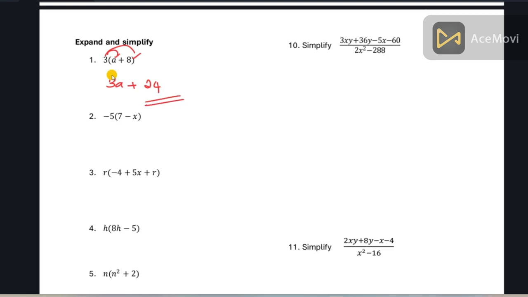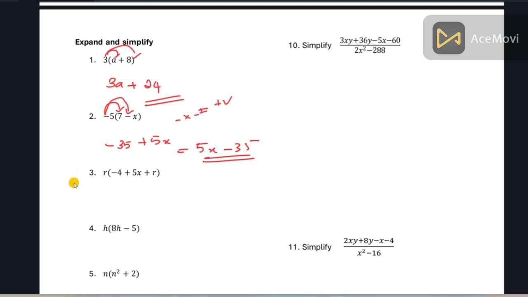24, so this one is the answer. And next one, minus 5 times 7. We know that 5 times 7 is 35, and there is one minus, so minus. Negative times negative is equal to positive, so it is positive. 5 times x is 5x. We can just write it like this too. 5x, because it's positive 5x, and minus 35 also.